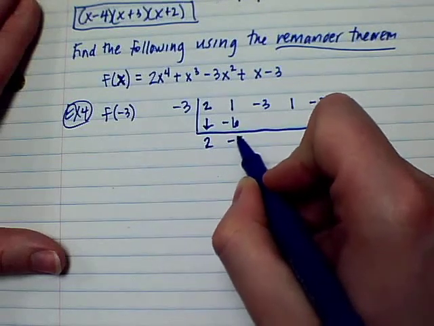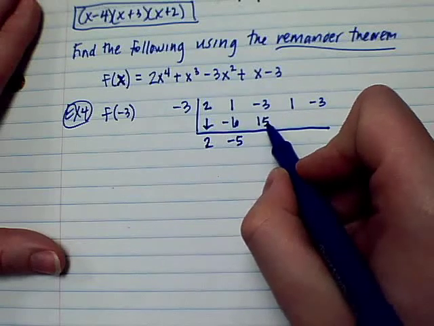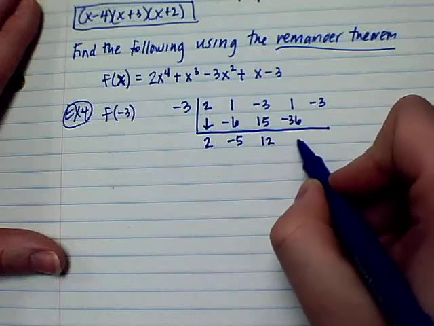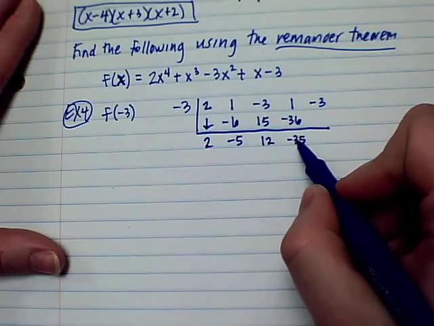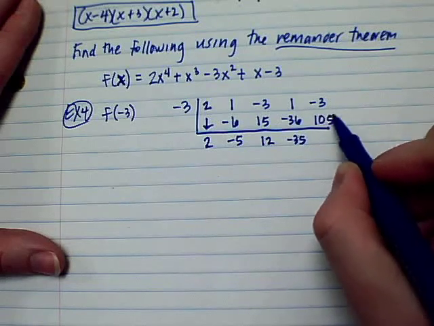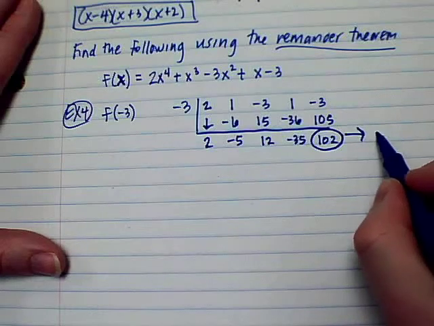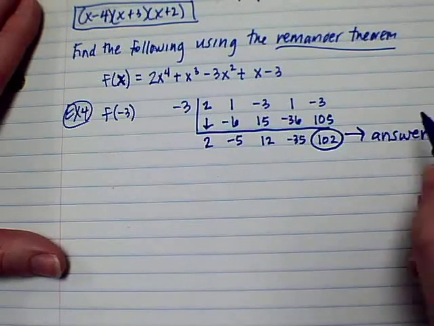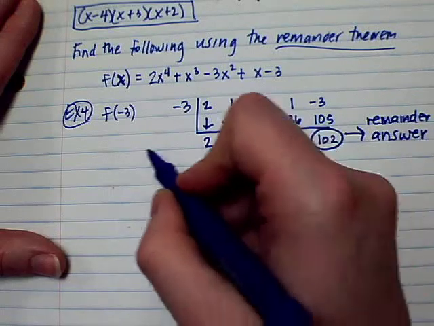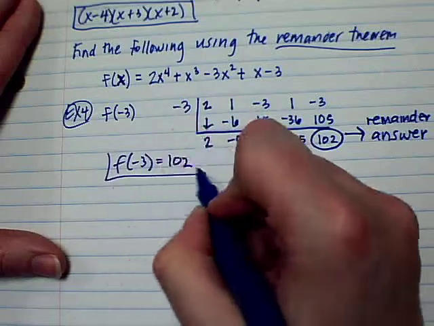Add, get negative 5. Negative 3 times negative 5 is 15. Add, get 12. Negative 3 times 12 is negative 36. Add, get negative 35. Multiply. Negative 3 times negative 35 is positive 105. Add and get 102. So this is your answer. So the remainder is the answer. So what that means is f of negative 3 is 102.